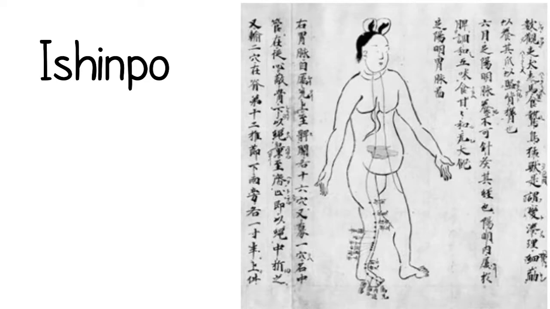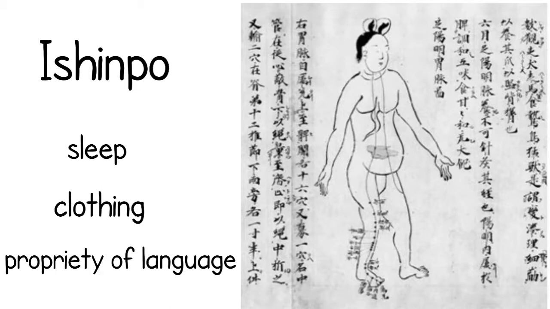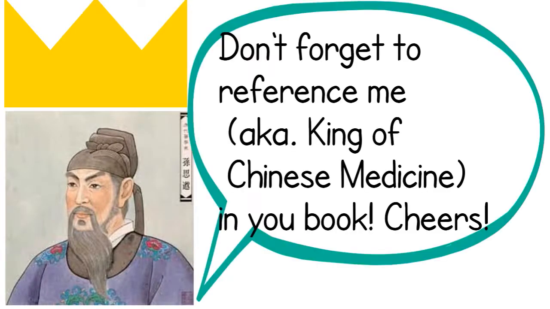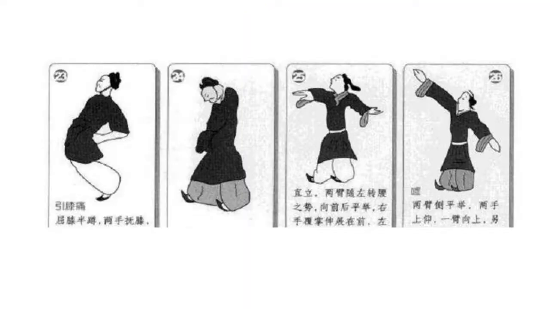The oldest surviving Japanese medical work, the Ishinpo, adds further topics such as sleep, clothing, and propriety of language, based on the Nurturing Life chapter from 备急千金要方. We can see how bending and pulling yin involve leaning forward and collapsing the body on the anterior surface. Conversely, pulling yang stretches the body on the posterior plane.